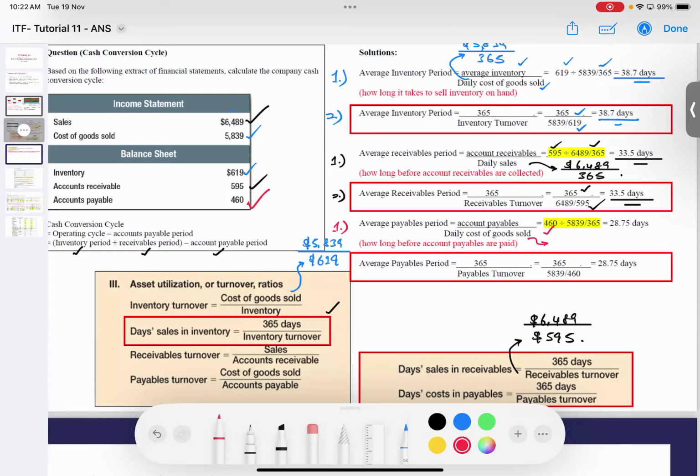So cost of goods sold is 5839 divided by 365 daily. Okay, so you get this amount, then you get this answer.